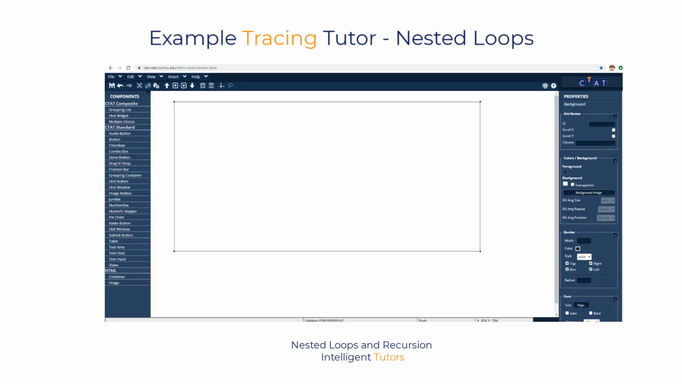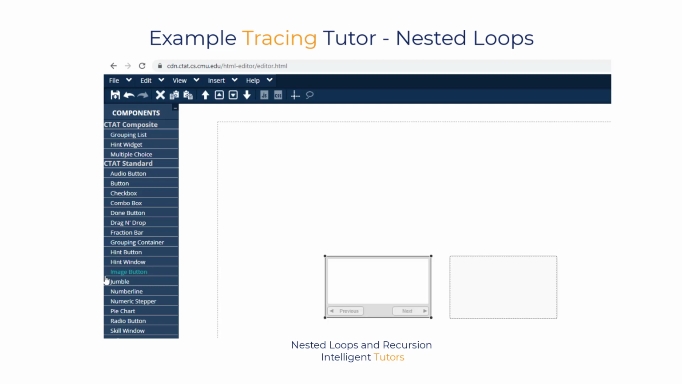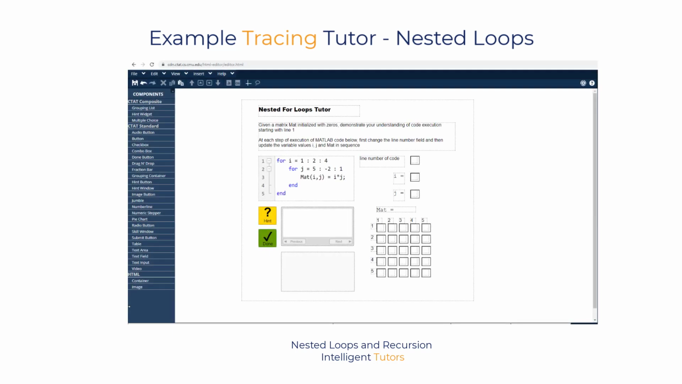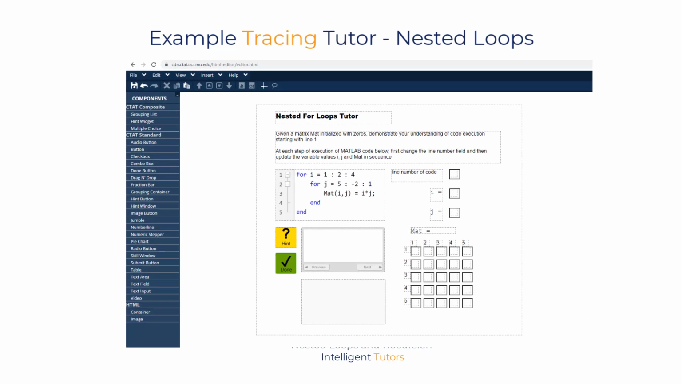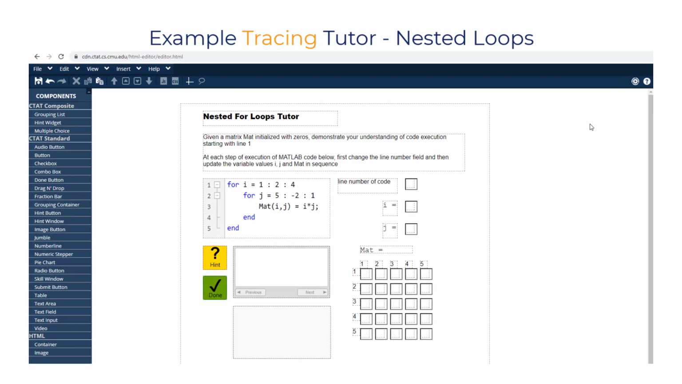The CTAT authoring tools editor is very flexible. You can drag and drop the items that you want to include in your tutor and set their attributes as required. Mainly, the hint button is the key for the tutor. So let's see the tutor interface that we built for nested loops. That's the code, and above is the description. And these particular boxes, line number, I, J, as well as the row and column indexing, were included based on the think aloud task.